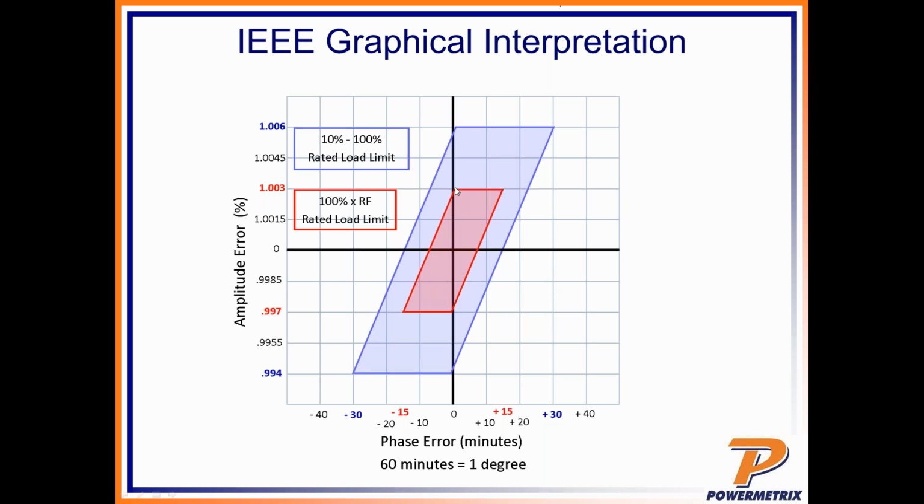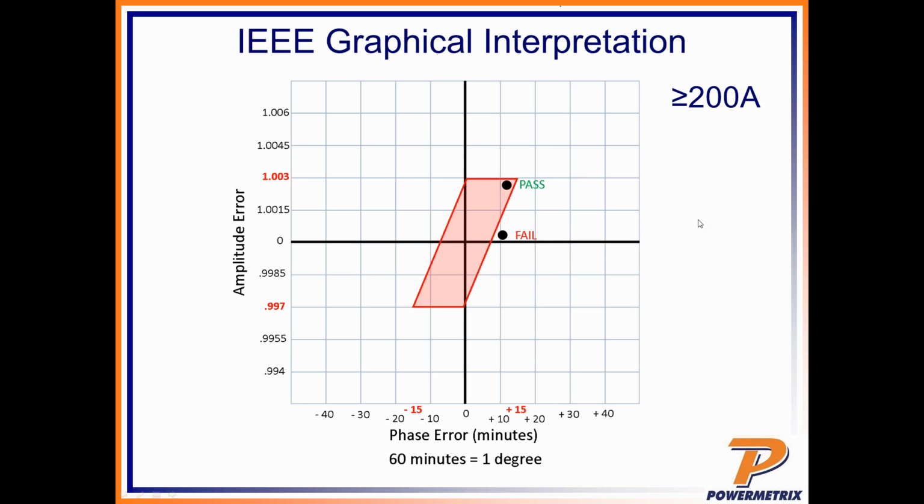Now that same parallelogram just grows a little bit if we're into 10% to 100% rated load limit of that CT, or the 0.6%, right? So as we go up to 0.6% on amplitude, we now get 30 minutes of phase error, okay? So that's 1/2 degree. Still really tight though, okay? But there's two different parallelograms we're looking at depending on how much we're rated on that CT. So let's focus on just the tighter parallelogram, okay? So we're talking 0.3%.